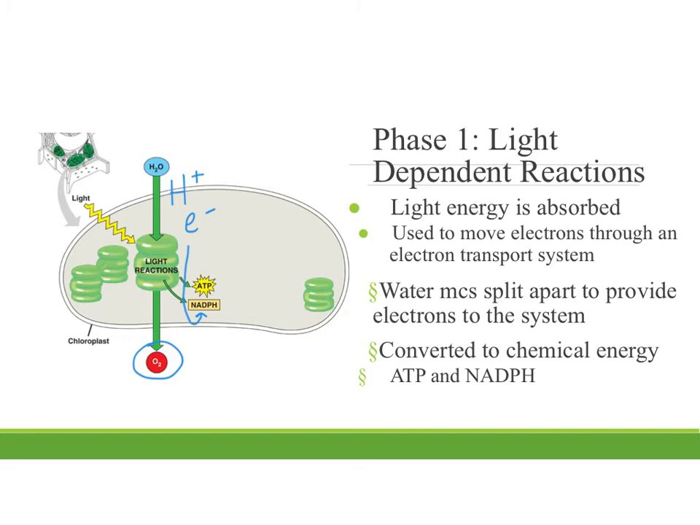Now, also during this process, our other molecule that holds energy, ATP, is also going to be formed. So the big ideas that you need to know for this step is that water molecules are going to split and they're going to provide electrons. And then these electrons are going to essentially convert all that light energy into chemical energy in the form of ATP and NADPH.